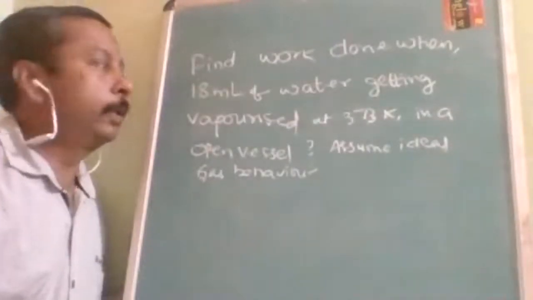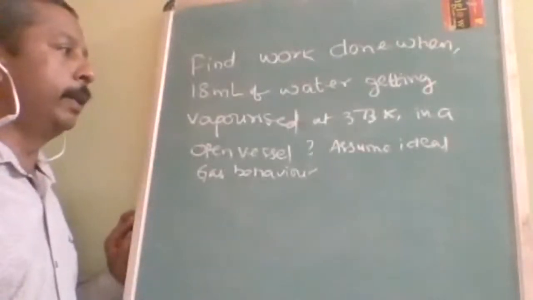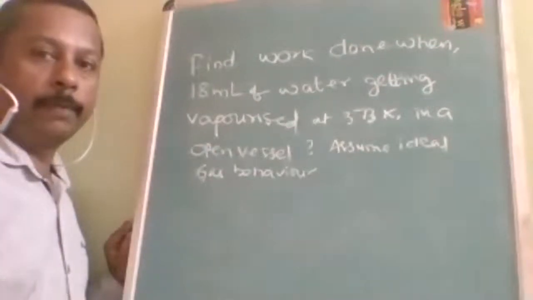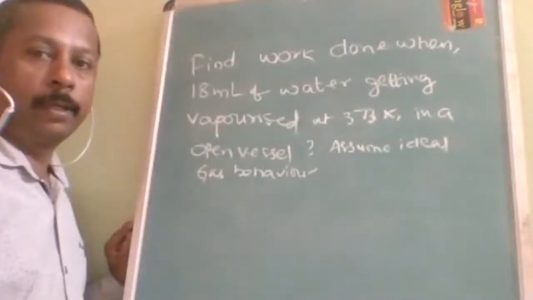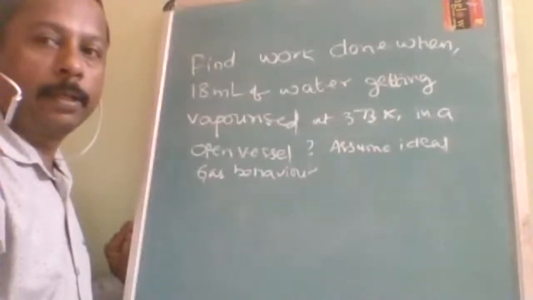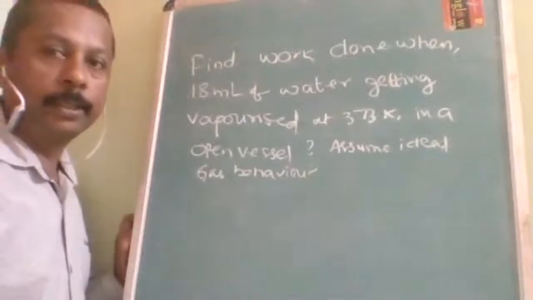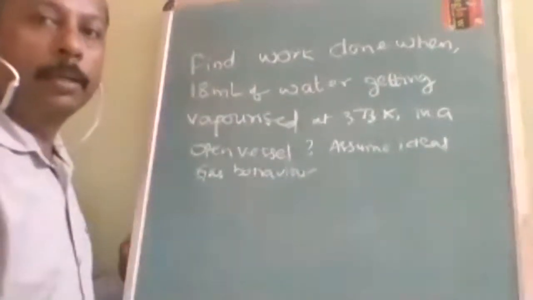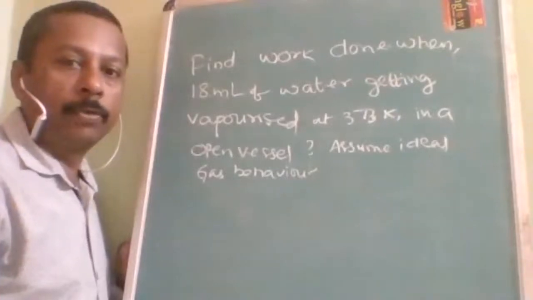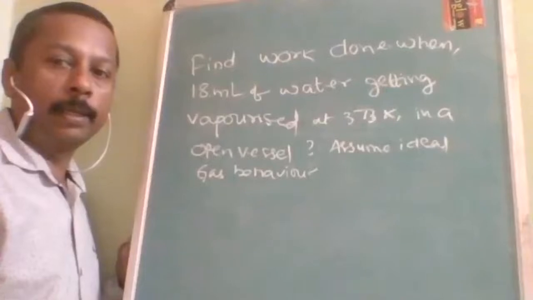The next question is: find the work done when 18 ml of water is vaporized at 373 Kelvin in an open vessel. See, every word is very, very important. At 373 Kelvin, in an open vessel, assume ideal gas behavior.